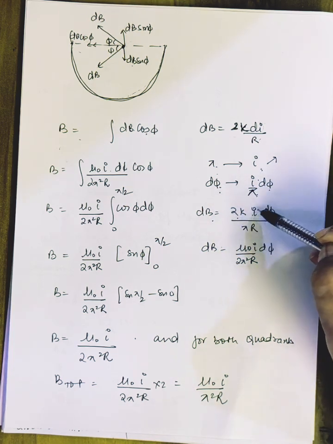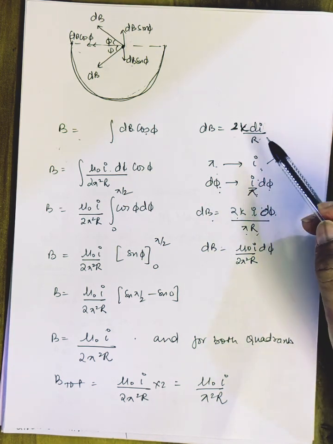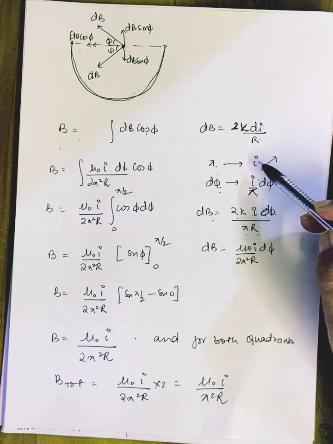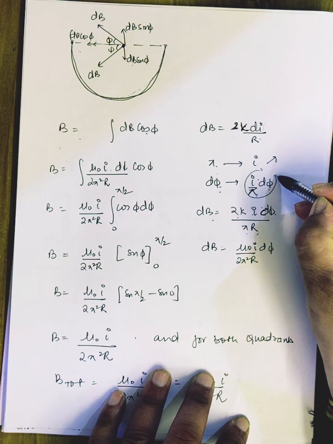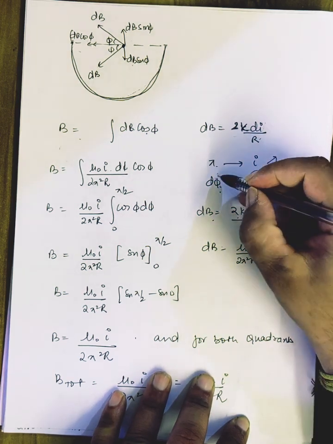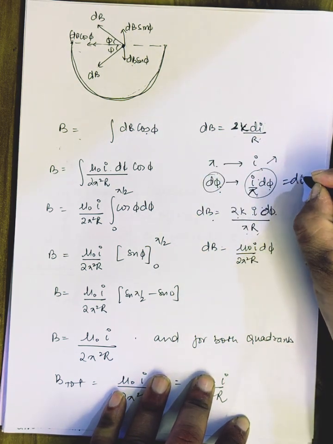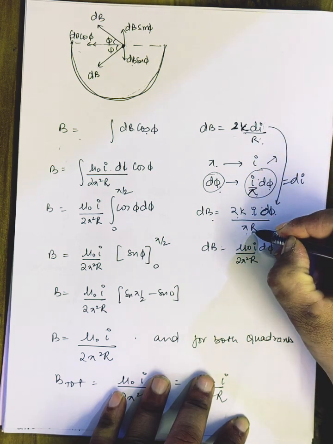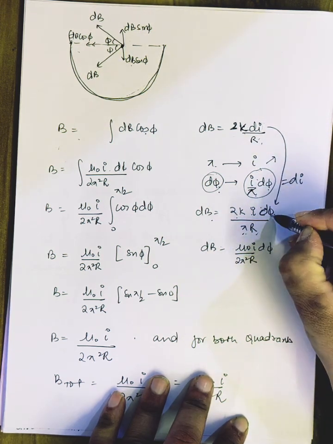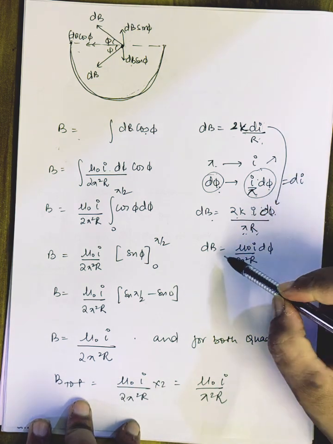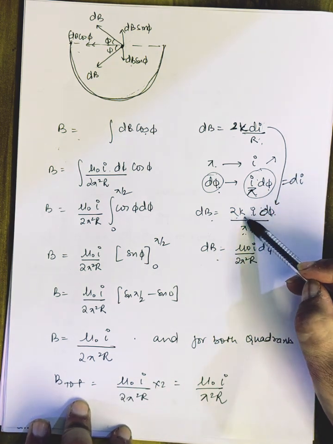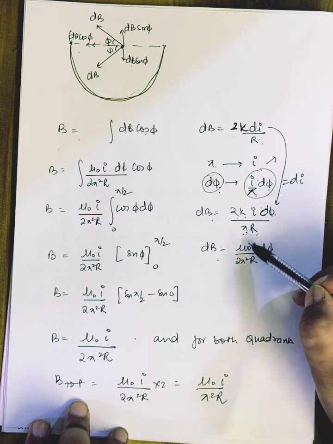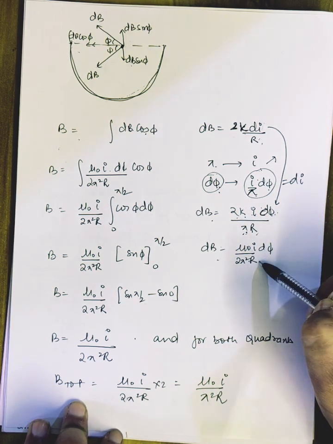So dB equals 2K I by pi R d phi, because I just need to plug in the value of dI, the current in the part subtending d phi angle. Okay, so I've simply put the value of dI here, and 2K by R is intact, and dI is I upon pi into d phi. Don't get confused, clearly see it. Now I'm opening 2K: that is mu naught upon 2 pi, and one more pi gets multiplied, so I get pi square, I d phi by R.